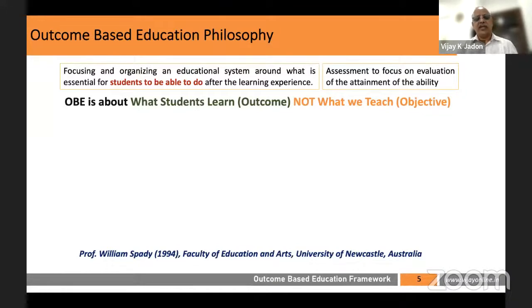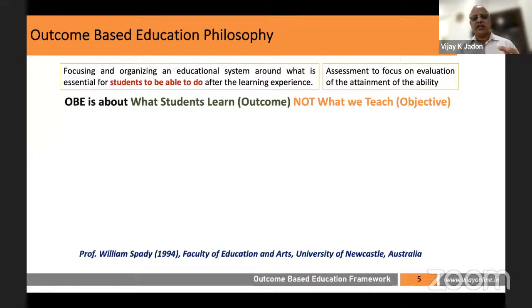We may have employed some elements of outcome-based education, maybe case studies, experiential learning, maybe PBL, or some other element. But if we are not evaluating the attainment of ability, it means the things are not done. It is useless. There is no use of it. So that is what we'll try to focus on during this. So in a nutshell, OBE is about what students learn, that is the outcome, not what we teach, that is the objective.